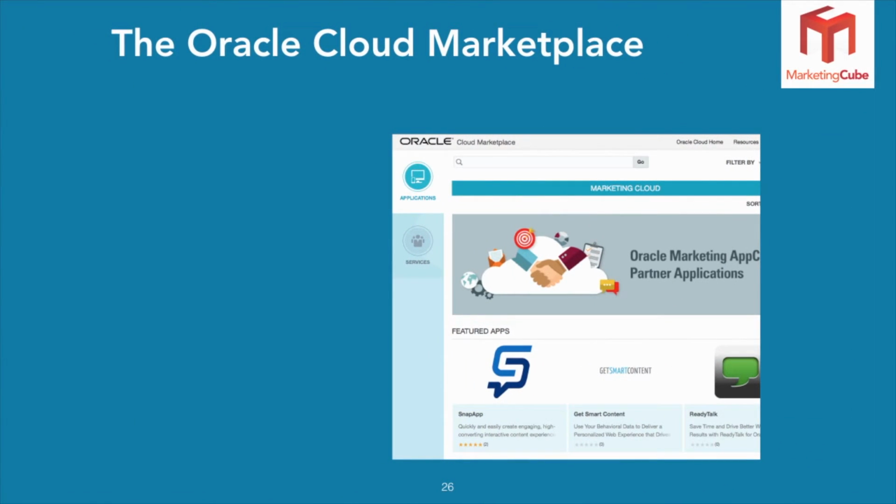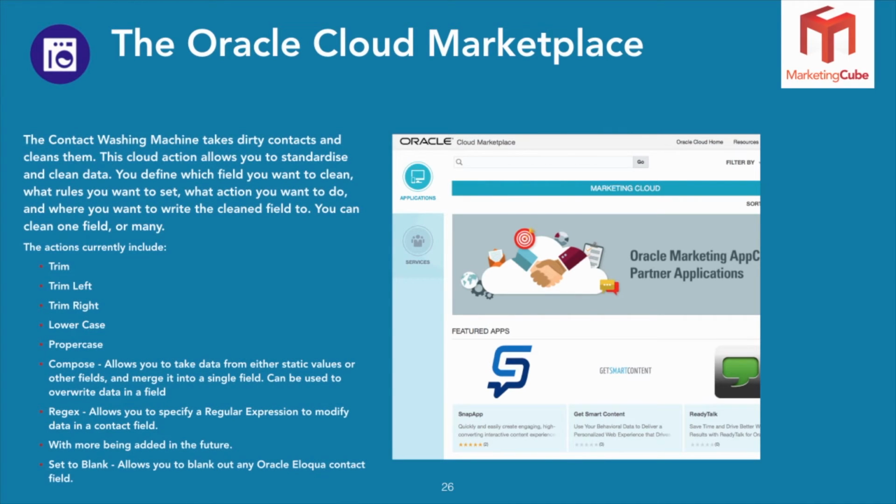Another area to look at is the Oracle Cloud Marketplace, and we'll cover this in a bit more detail, but this is where you get apps from. We talked a little bit about one of them, which is the Contact washing machine. The Contact washing machine provides a whole array of options to help you clean data as people go through various campaigns. And you can see some of that information listed here.